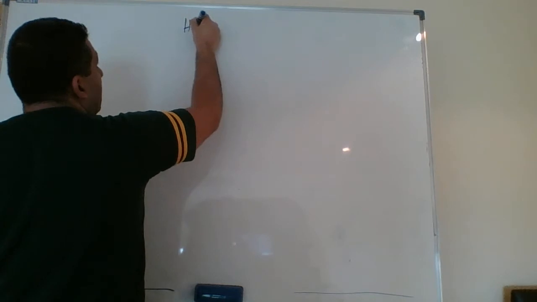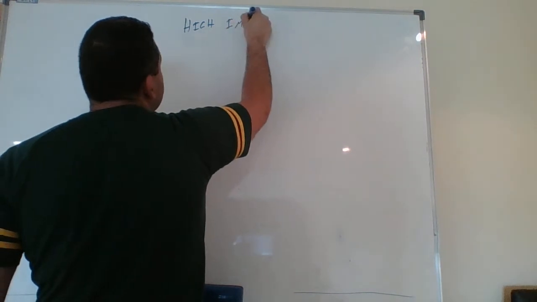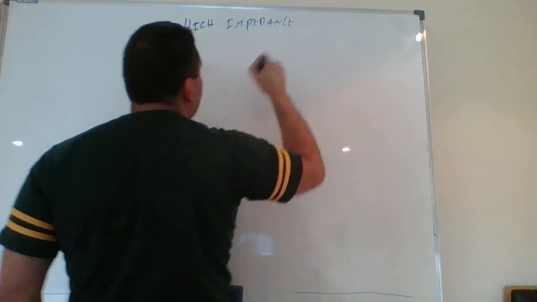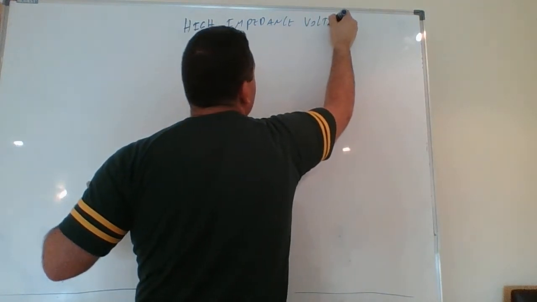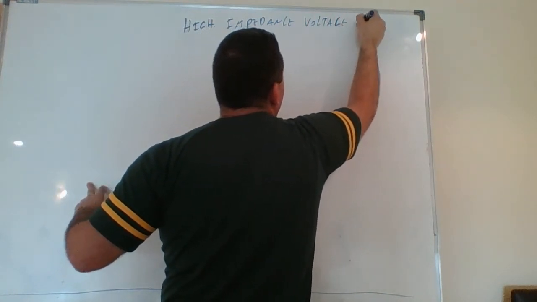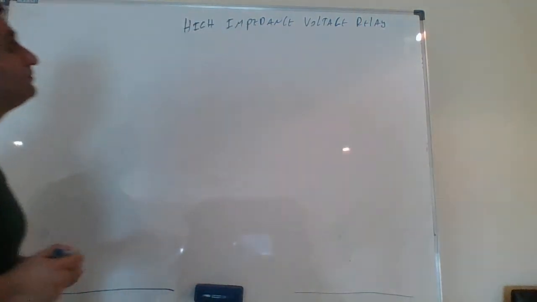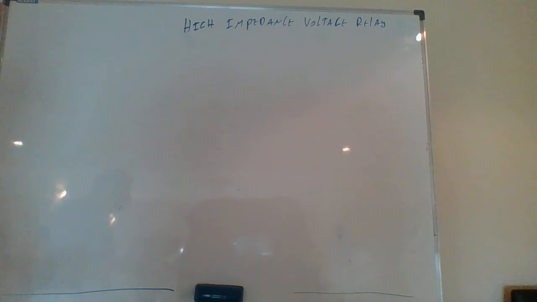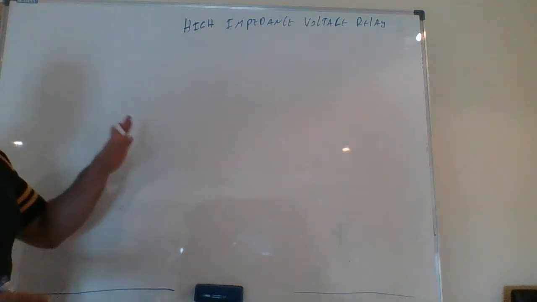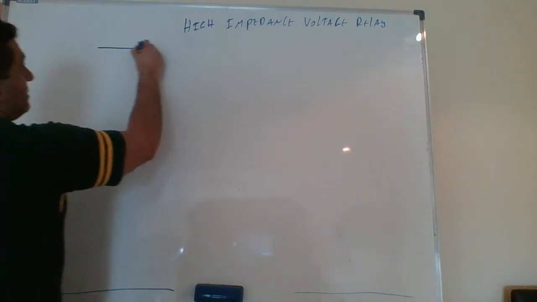So now we are looking at a high impedance voltage relay. What's a high impedance voltage relay? Let's sketch the circuit of a high impedance voltage relay. I want to use the same example as before. I have a bus bar.